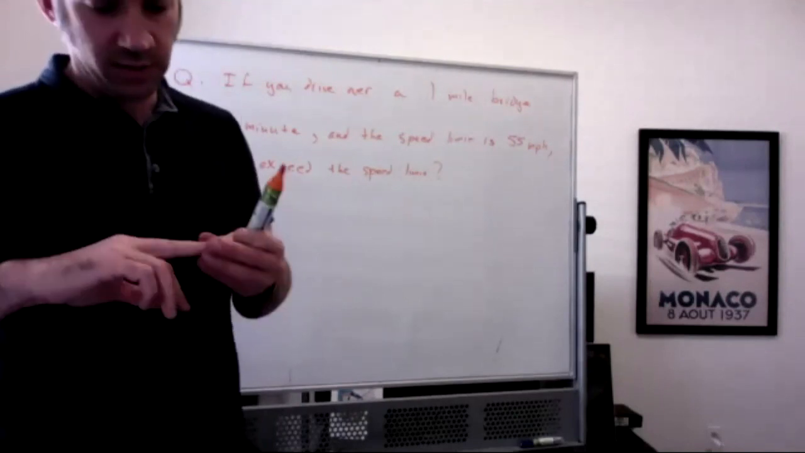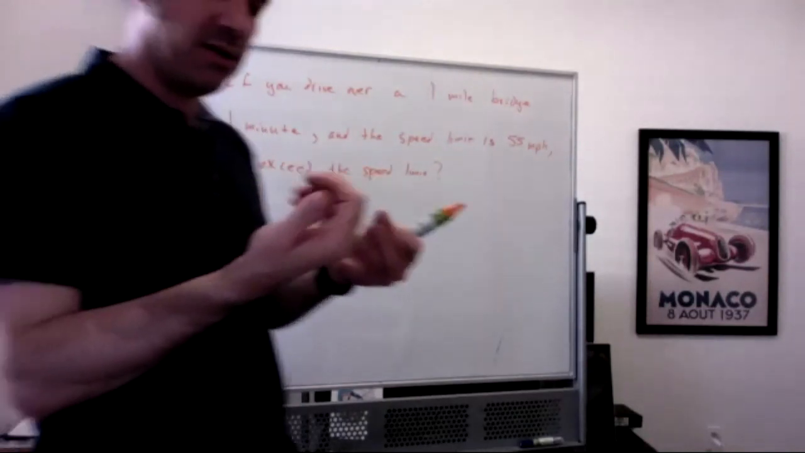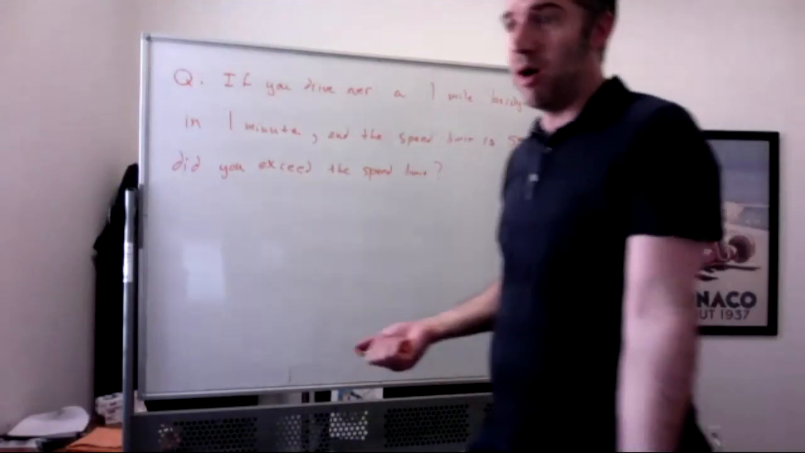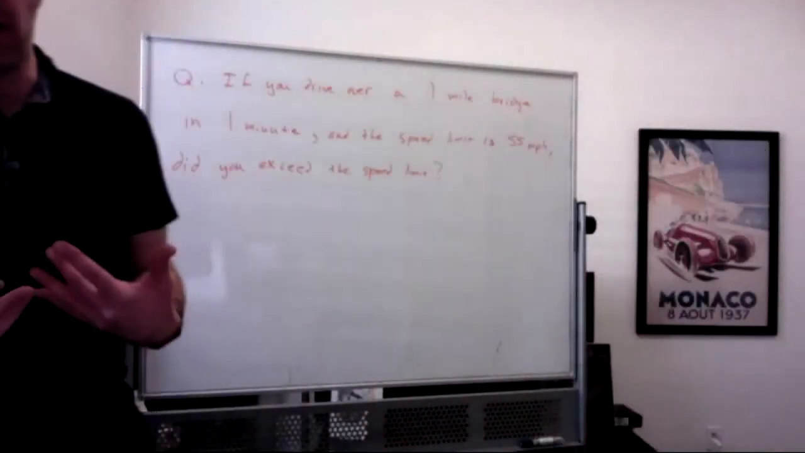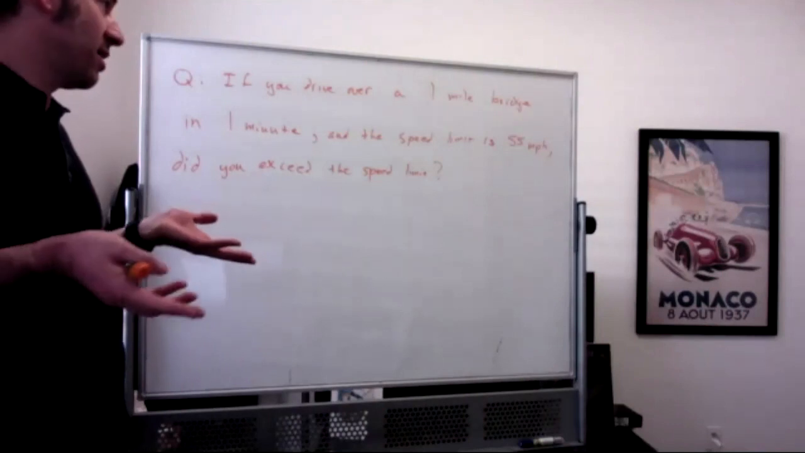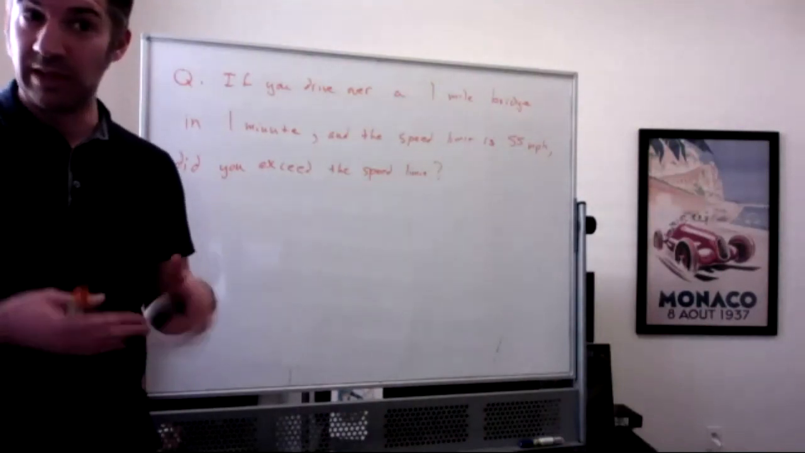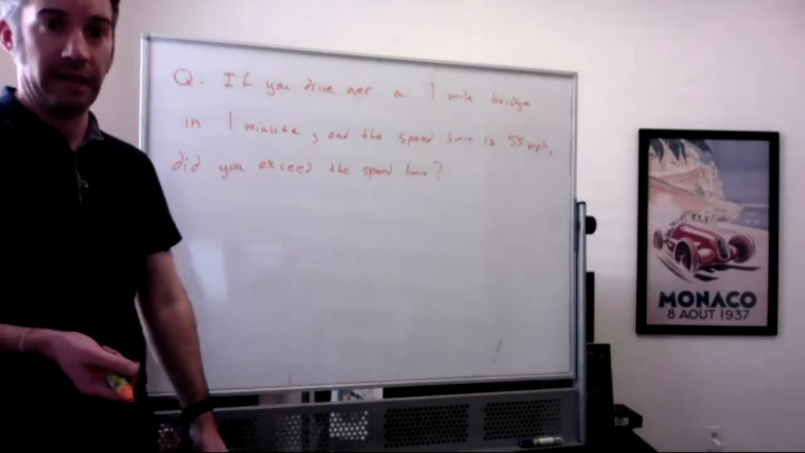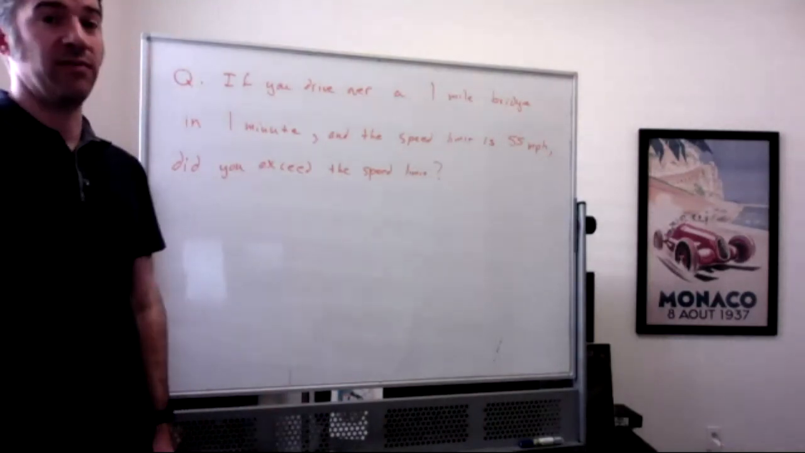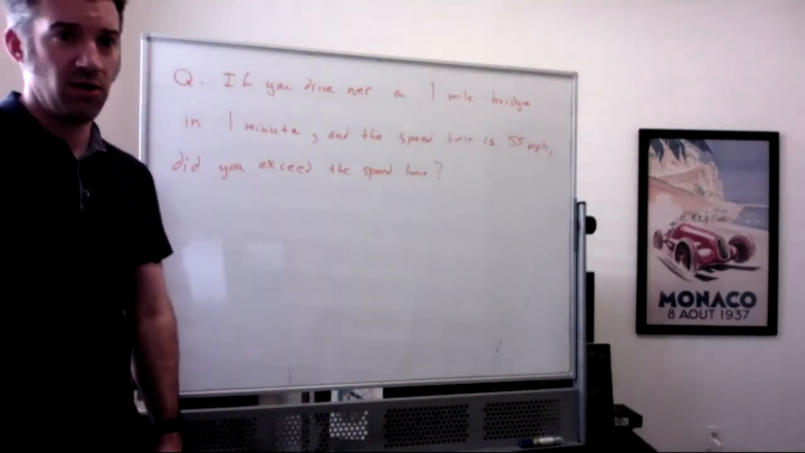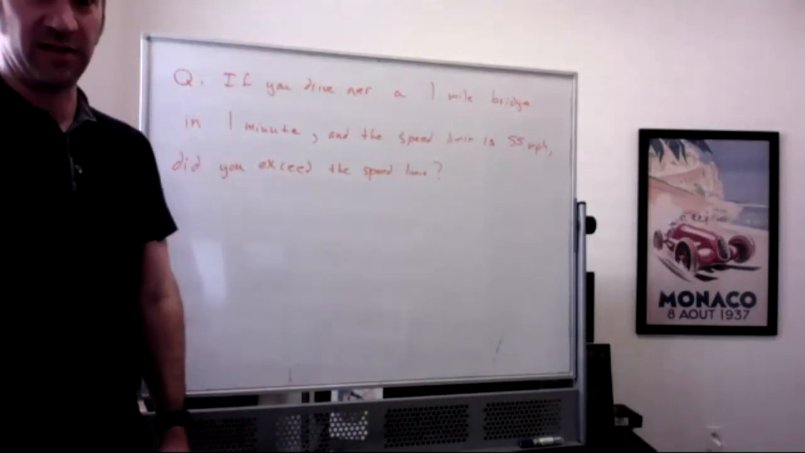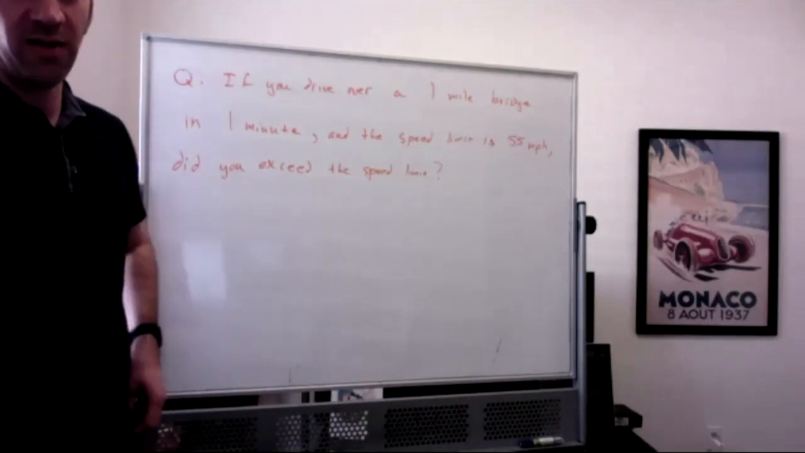Well, it's a good question. I'll point out, I didn't say that I was driving the same speed the whole time. I'm just saying I crossed that bridge in 1 minute. So maybe I was driving super fast in the beginning and then slowed down. Maybe I was driving slow and sped up. But did I go over 55 miles an hour? Well, let's take a look.